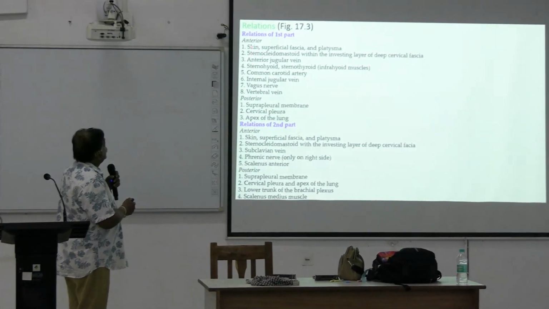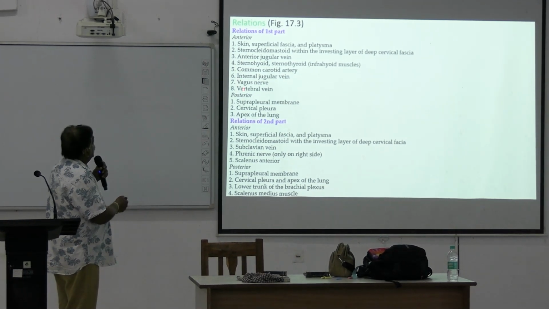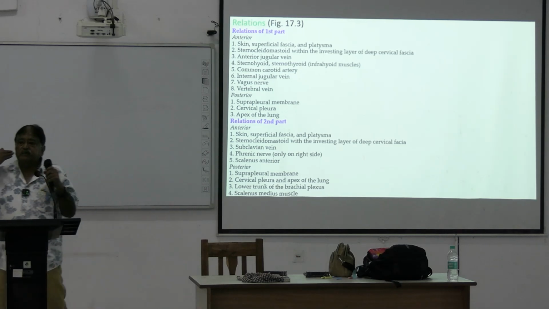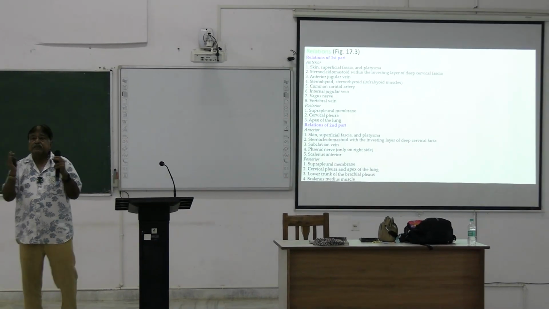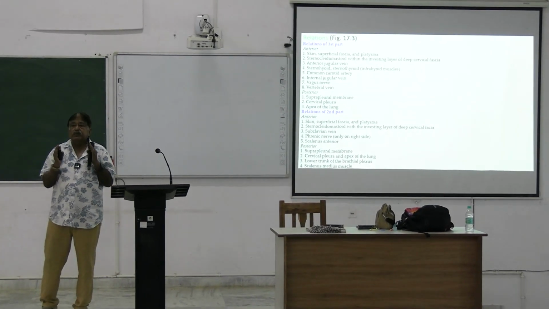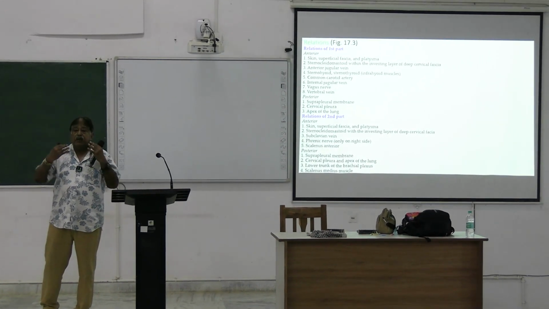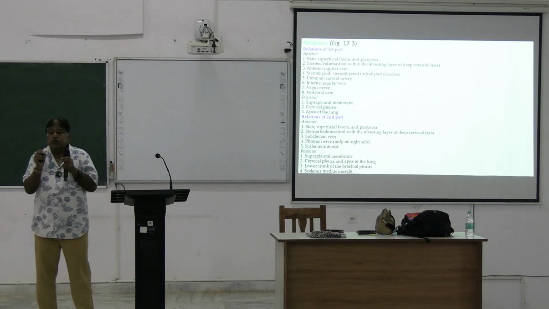Now you have to just revise the relations of the first part. These are the vagus nerve, skin, superficial fascia, platysma, sternocleidomastoid muscle. See, right sternocleidomastoid, left sternocleidomastoid. Platysma muscle is common to both sides. Don't get panicky. You just mark one side, and only the difference you have to note.